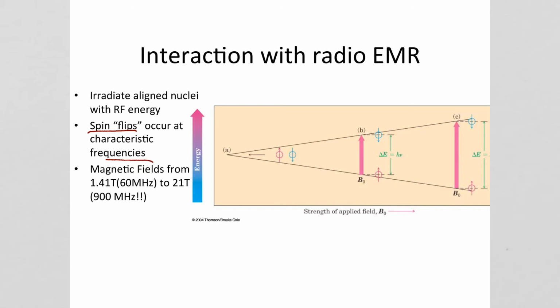Now, the magnetic fields used in NMR can vary from 1.41 Tesla, which would often be expressed as 60 megahertz, to 21 Tesla, which is expressed as 900 megahertz. Very high field instruments, basically from about 300 megahertz and up, are superconducting magnets, and those magnets have to be cooled to liquid helium temperatures at all times. So they are pretty complicated and pretty expensive to maintain.